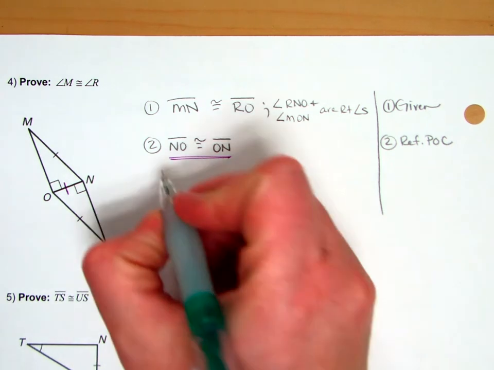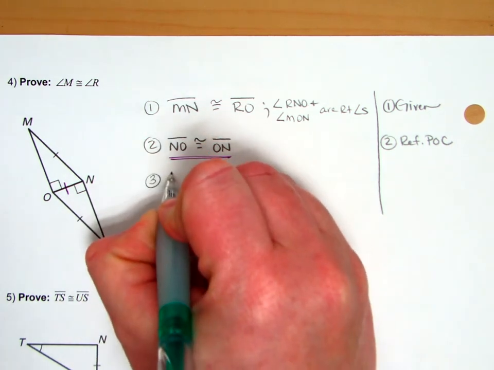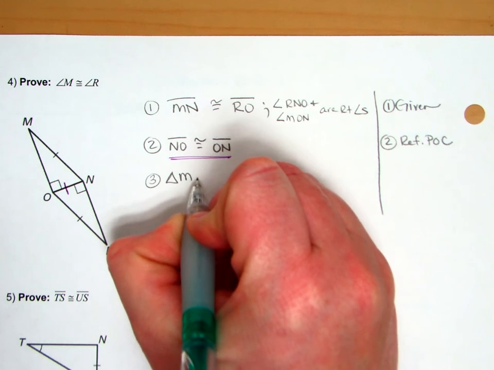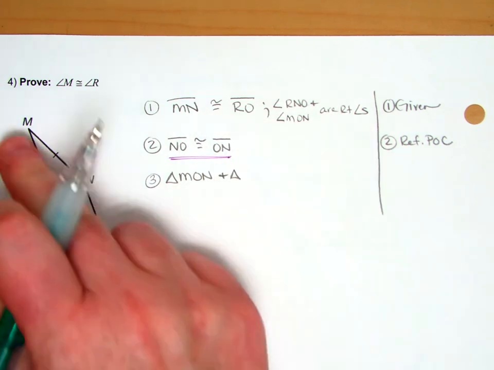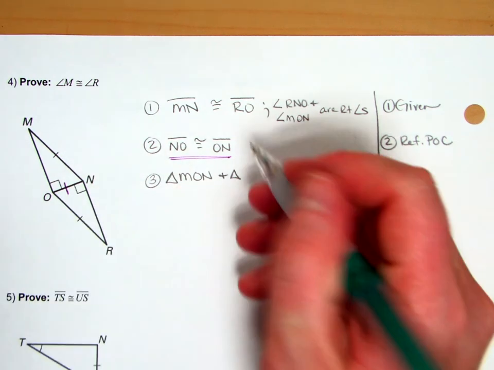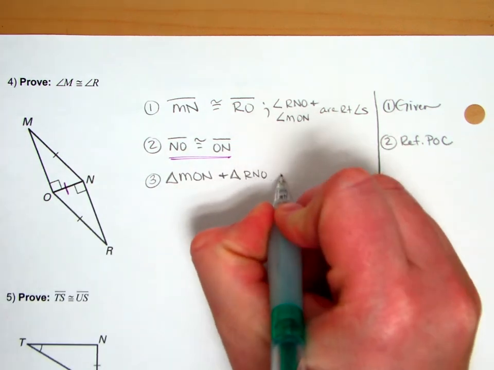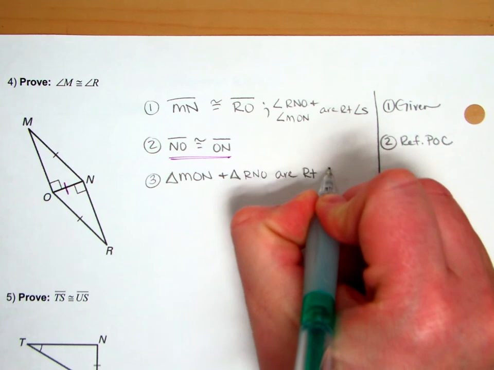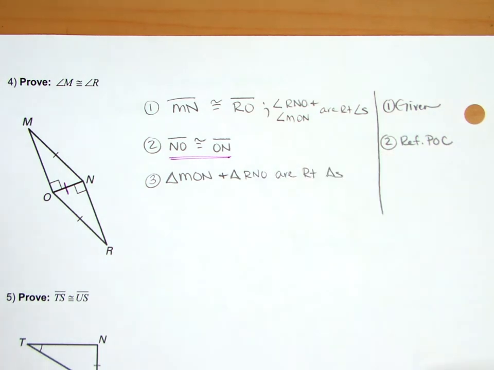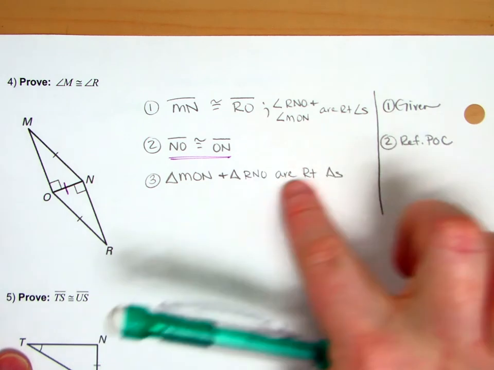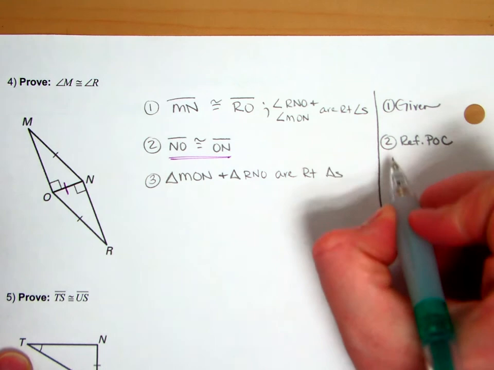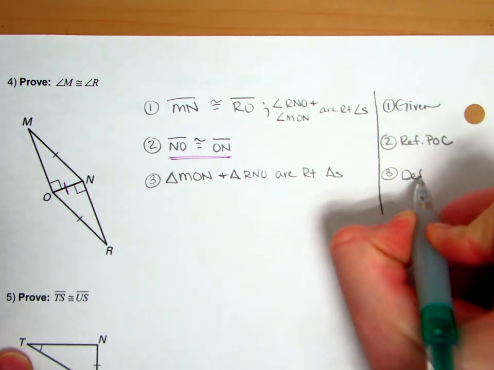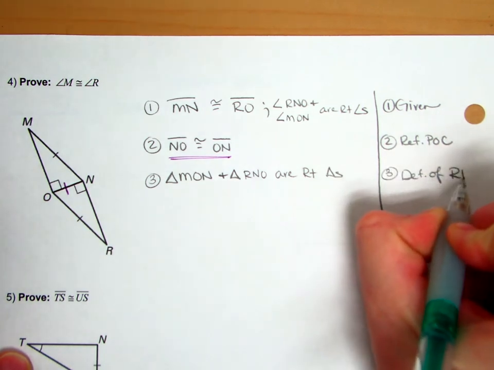So, number 3, triangle MON and triangle RNO are right triangles. Since I know that they're right triangles, what did I use? I used the definition of right triangle because I knew I had right angles. So step 3 is definition of right triangles.